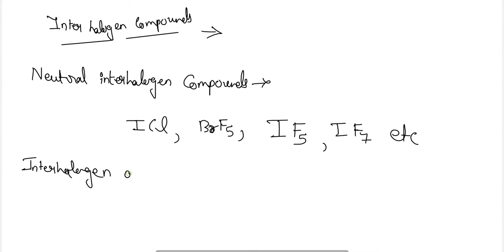Some interhalogen anions and cations will also be present there. The interhalogen anions and cations can have the following structures: XX', XX'3, XX'5 and XX'7. So these are the different interhalogen compounds.